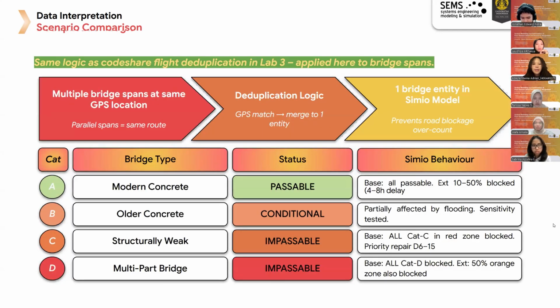Next. This is for the bridge duplication, where this is the duplication logic. To improve model accuracy, bridge spans with the same GPS location were merged into a single bridge entity. This prevented overcounting road blockages. Bridges were classified by condition, and repairs for critical bridges were modeled from day 6 onward.